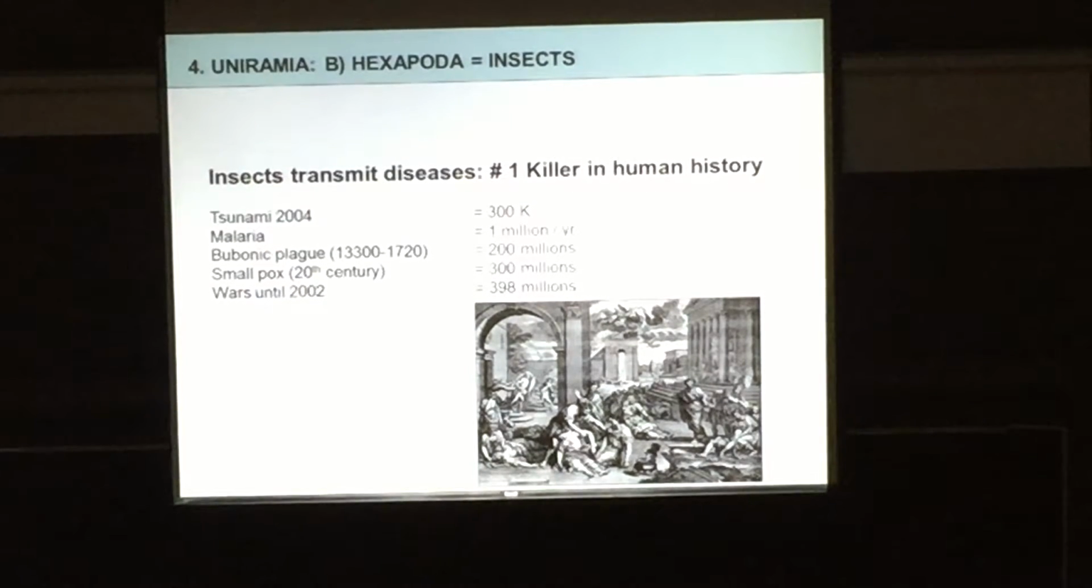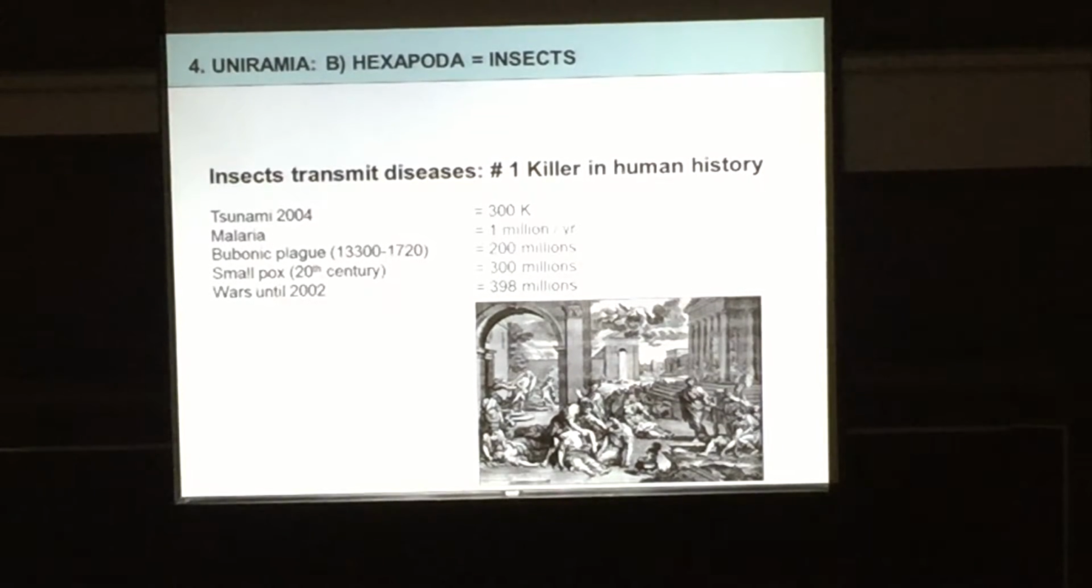So now we're getting into the insects. Insects, as I say, are able to take advantage of just about every niche in the world. And one of the things that they do, and it's not that they're causing disease necessarily, but they're carrying things that cause disease. And so they transmit diseases. As a result, they're the number one killer. They're responsible for the most deaths in human history.